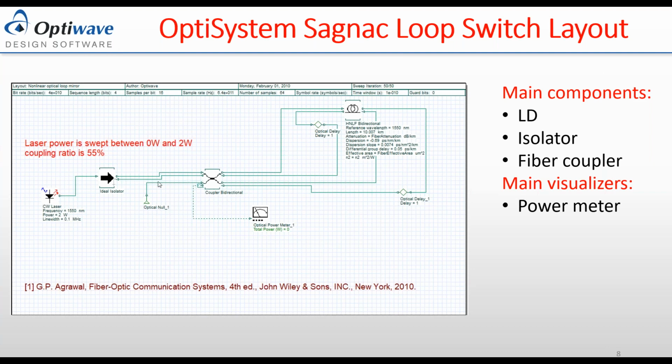And also, if you don't have any terminal connected to an input port of the directional coupler, you have to put an optical null to allow this component to be calculated in OptiSystem. So this is very important and has to be taken into account while you do your simulations.